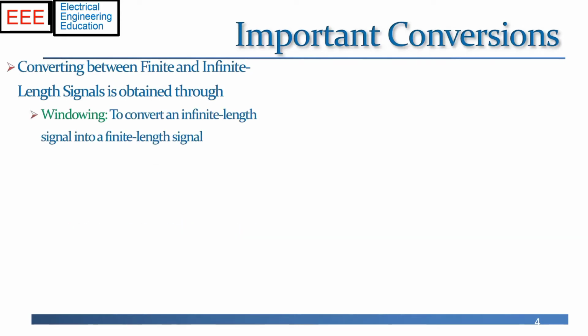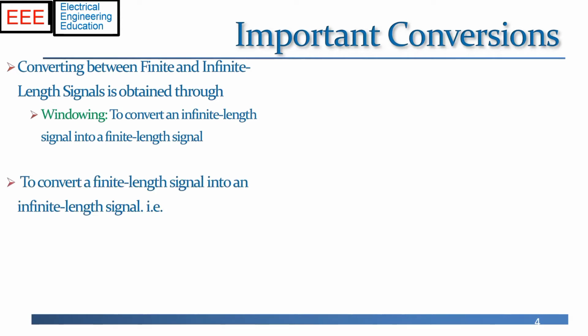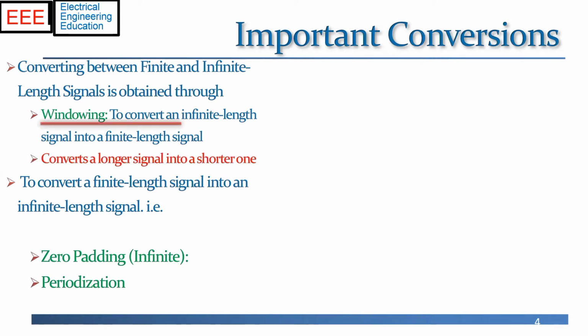Now, there are a number of different ways that we can convert between finite and infinite length signals. The way that we convert from infinite length signals to finite length is by an idea called windowing. And there are two ways that are used to convert finite length signals into infinite length signals. We can either zero pad the signal, or we can periodize. So let's talk about these key operations now.